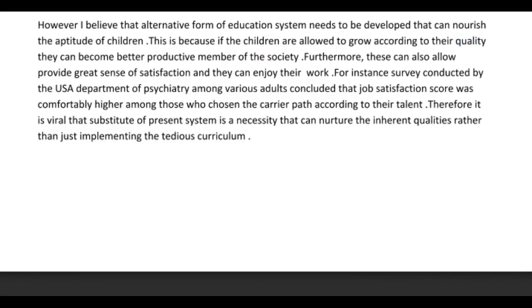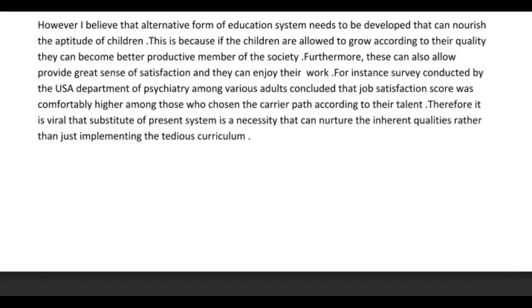I think, try to keep to one idea per paragraph, and you're quite over the word count, so I would just take out this sentence here. For instance, comma, a survey conducted by the U.S. Department of Psychiatry. So that would all be capitalized because it's all a proper noun, so the D in department would be capitalized as well as the P in psychiatry. Among various adults concluded that job satisfaction scores, plural, were, change your past tense form, comfortably higher among those whose, W-H-O-S-E, whose chosen career path was according to their talent.